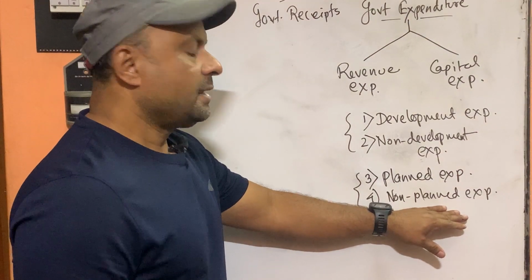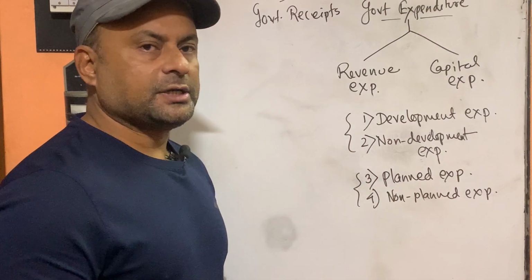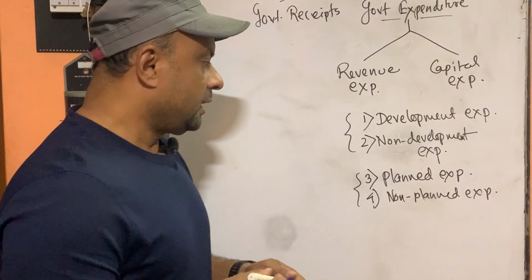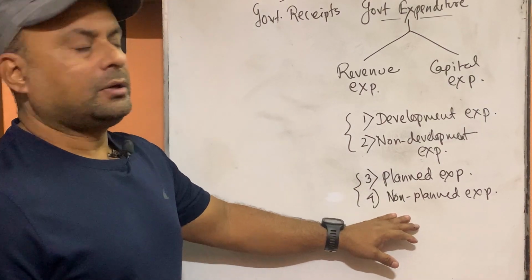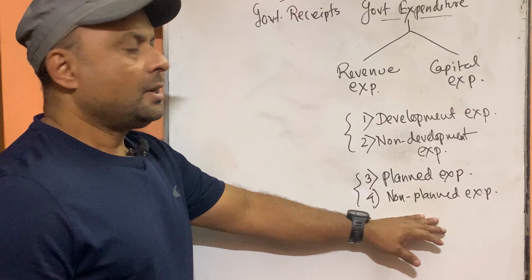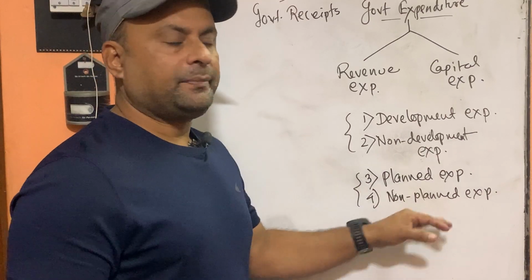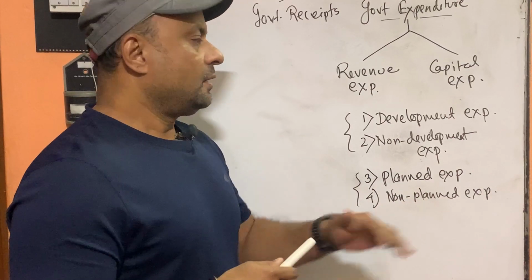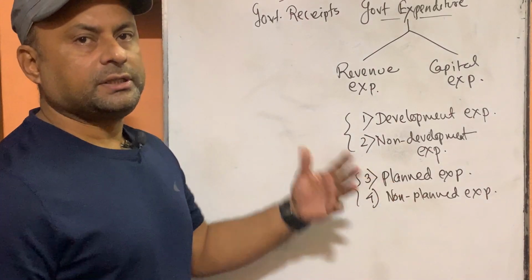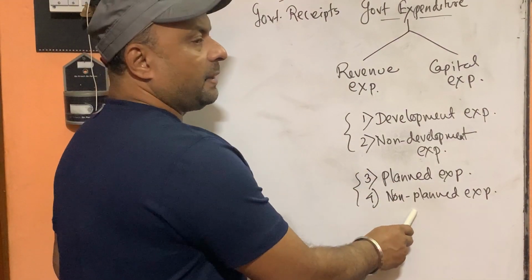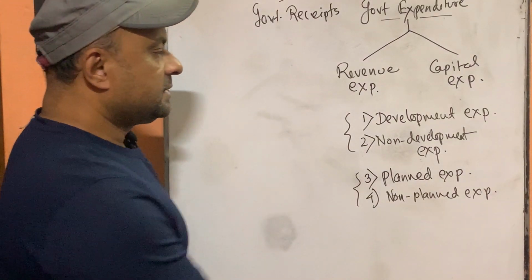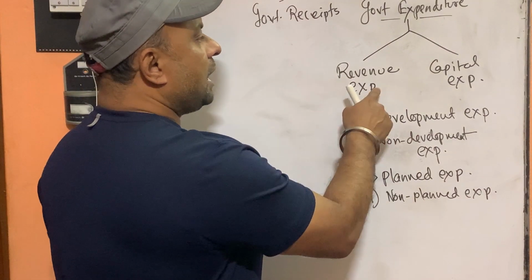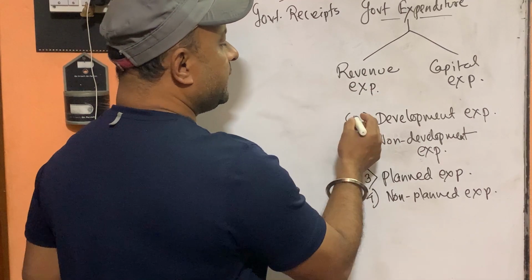This is non-planned. Due to a sudden incident, government has to spend money. Suppose due to an earthquake, part of the country was destroyed. Government has to reconstruct that part, or reconstruct the dam destroyed in a flood, or reconstruct roads destroyed in a war. These are all non-planned. These are sudden incidents, and government has to pay money for that. These are non-planned expenditure. So out of the expenditure, we are getting four extra parts.